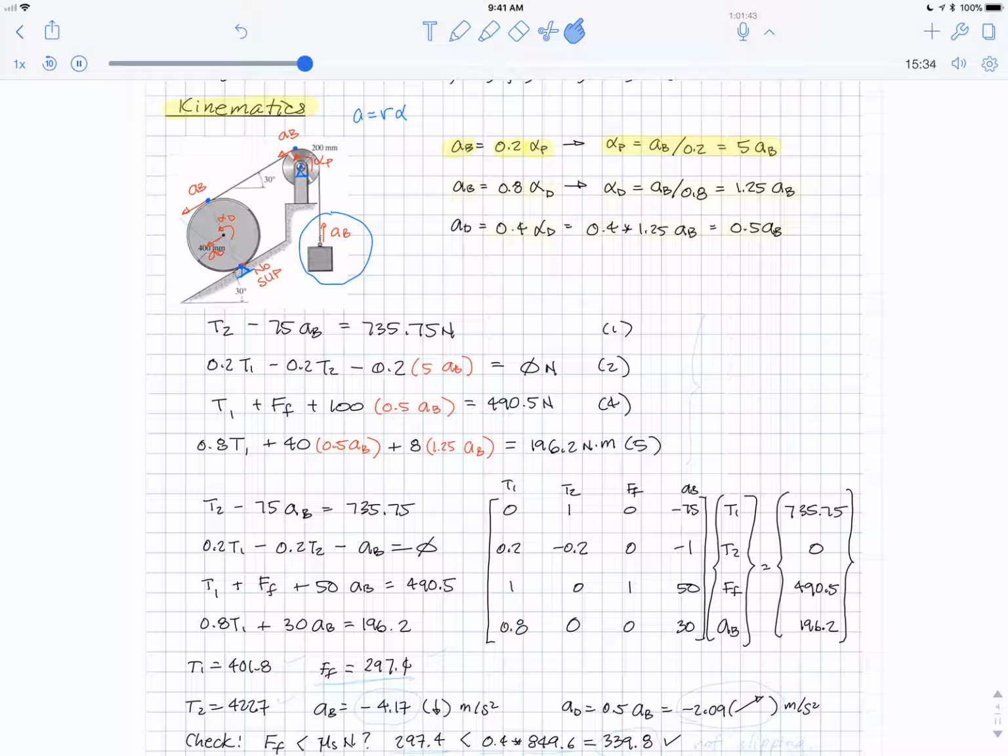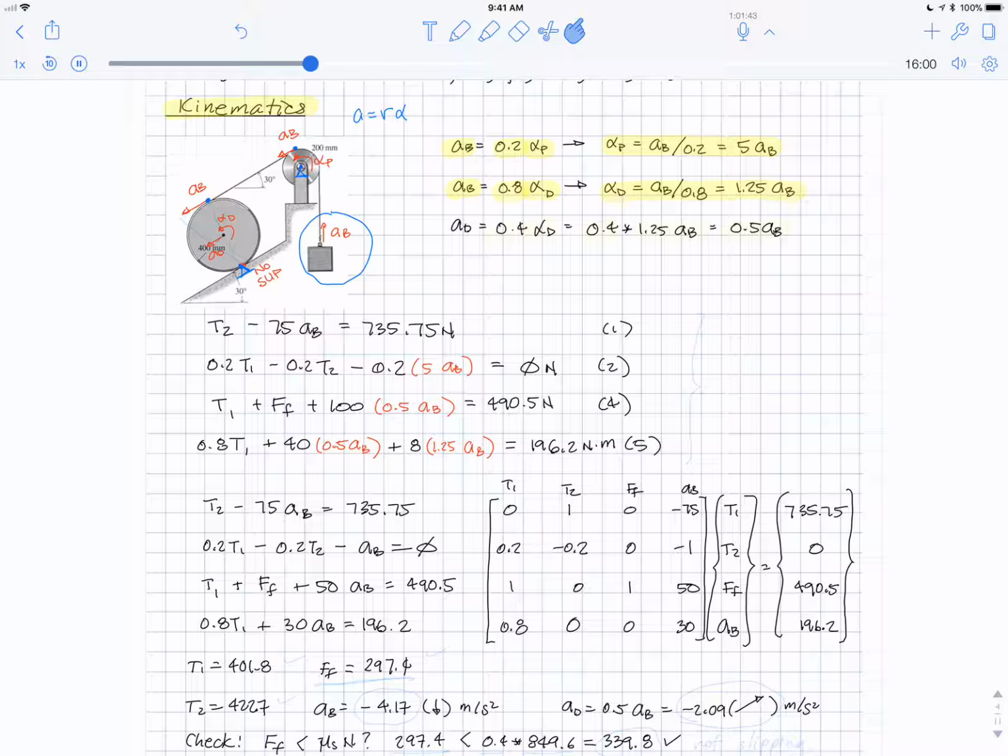Same thing for the disc. We know the top of the disc, where the rope touches, has an acceleration of a block. The distance from the pin, which is at the bottom of the disc, to that point is the diameter. So it's 0.8, and then 0.8 times alpha of the disc will equal a block. Again, solving for alpha of the disc, you get 1.25 a block.